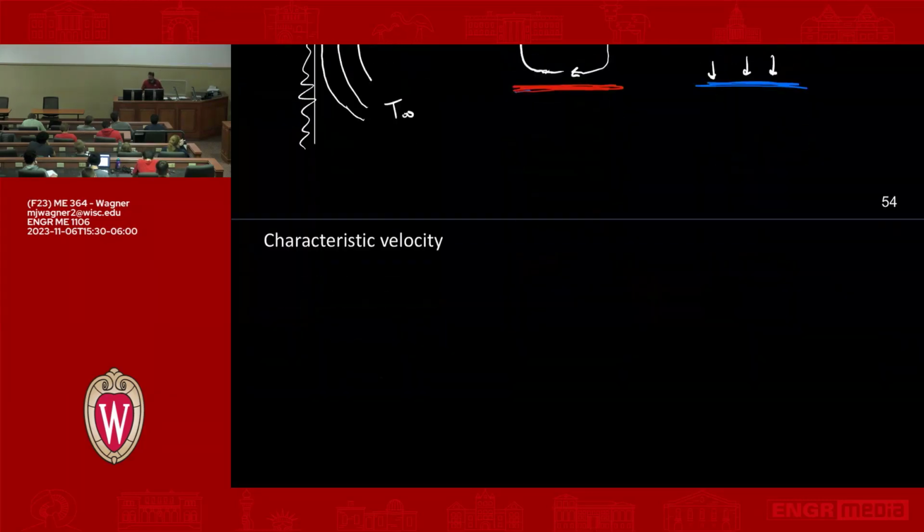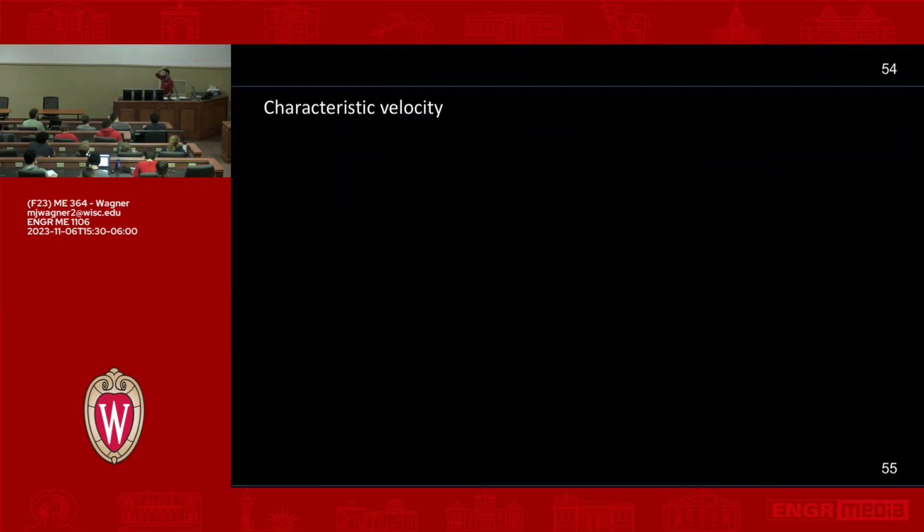So let's maybe get some parameters in mind, or some calculations in mind, so you can analyze these things. The first thing is something called characteristic velocity for natural convection. You're familiar with characteristic velocity from internal flow. That's U bar, or we sometimes called it U_m. For external flow, that's U infinity, the free stream velocity.